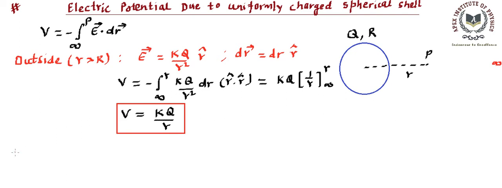Now similarly we can work for an inside point. When we are working for an inside point, this P point has to be opted inside, that means small r becomes less than R.